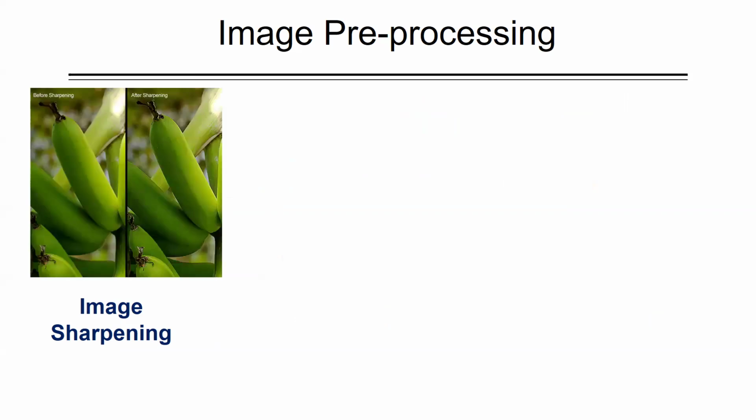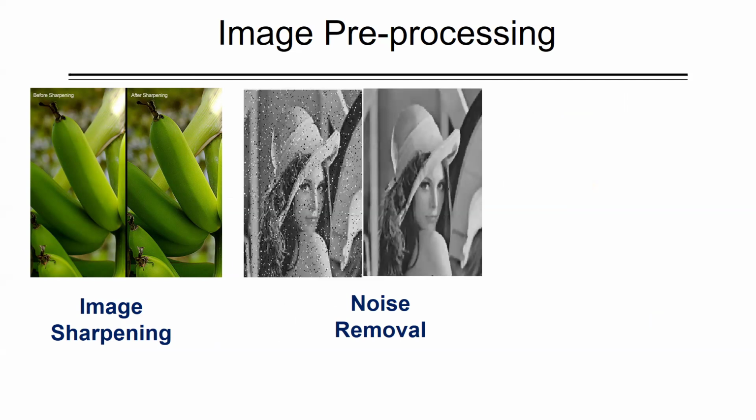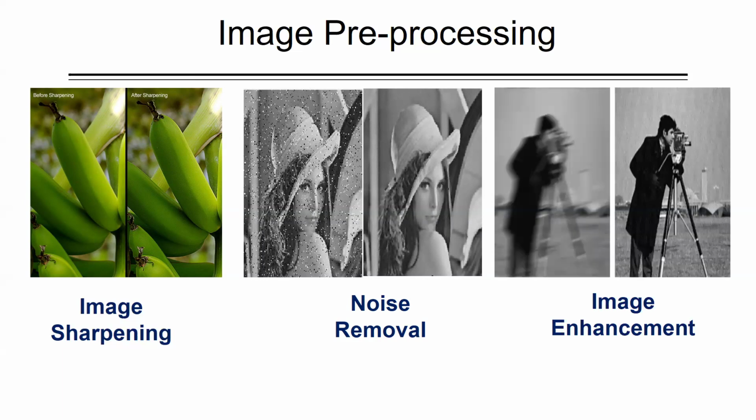So in image preprocessing, you can do image sharpening. This is an image gotten from MathWorks, and you can see on the left what the image looks like before sharpening, and on the right what it looks like after sharpening. Mostly what sharpening does is highlights the pixels and everything becomes clearer. You can also do noise removal. In noise removal, on the left image, you can see it's affected by noise. This type of noise is called salt and pepper noise. And on the right is the image after the noise has been removed. You can also enhance the image. If it's blurry, you can make the image sharper. These images were gotten from MathWorks.